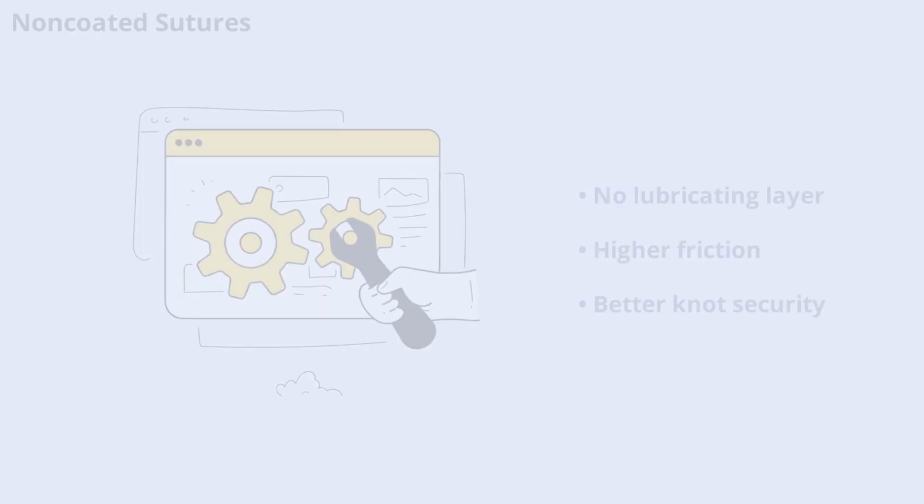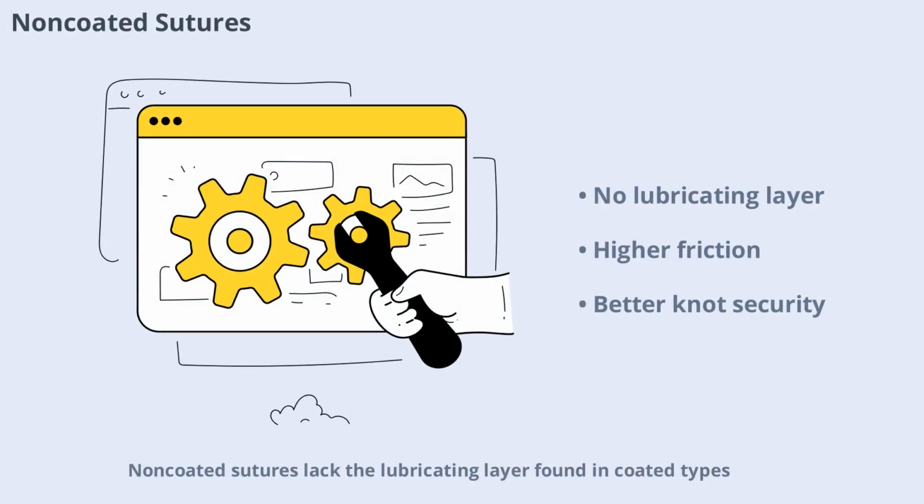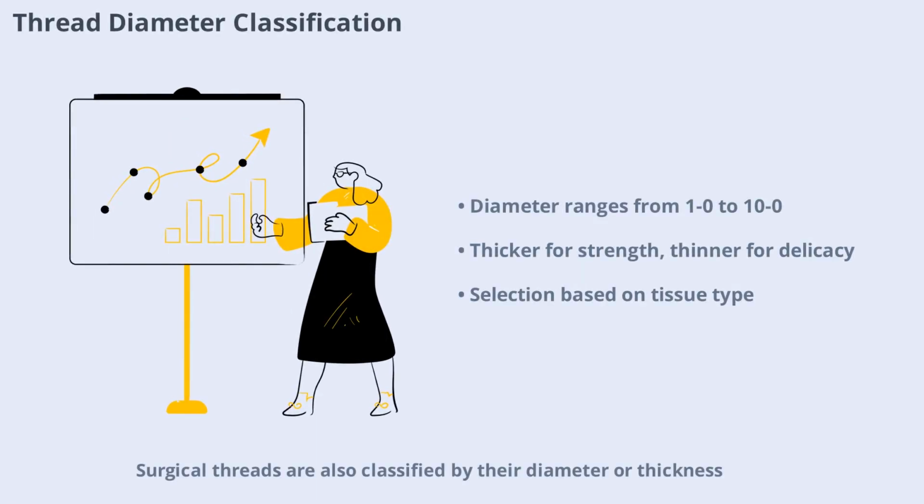Non-coated sutures lack the lubricating layer found in coated types. While they may have slightly higher friction when passing through tissues, they generally offer better knot security. Non-coated sutures are preferred in situations where reliable knotting is crucial and the risk of untying must be minimized. The choice between coated and non-coated depends on the surgical requirements and the balance between ease of passage and knot reliability.